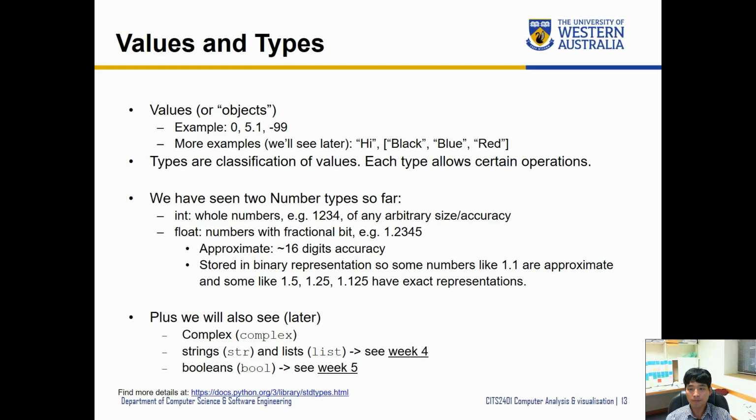Okay, so types are classification of values, and each type allows certain operations. We have seen two number types so far. One is an integer, which is a whole number. For example, 1, 2, 3, 4. It can be any size. It will store it as much as possible. And the other one is floats. Floats are the numbers with fractional bits, right? The one with the point something.